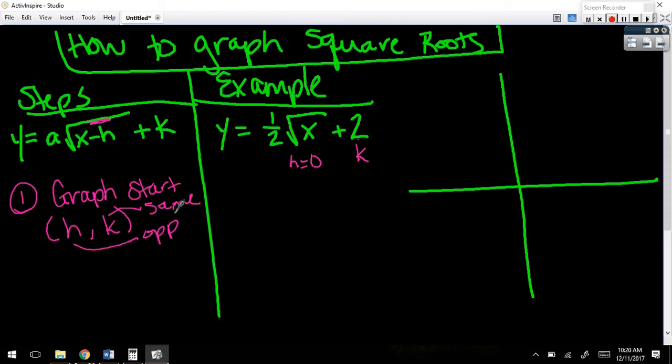Hold on, wait a minute now. H is opposite. Okay, homie. You can't see the pink color? I can. Okay. White just needs some glasses.